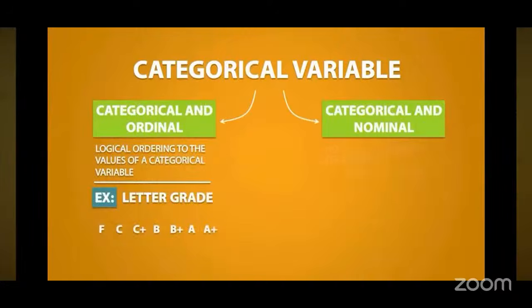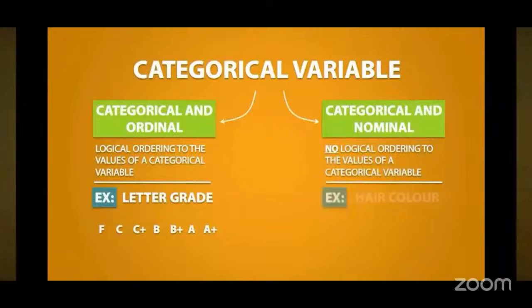Now, something is said to be categorical and nominal if there is no logical ordering to the values of a categorical variable. An example of this would be hair color. Depending on our sample, we could have people with red hair, blonde hair, brown hair, or even blue hair. Although we can arrange these values in alphabetical order, there is no logical ordering with respect to the actual values itself.